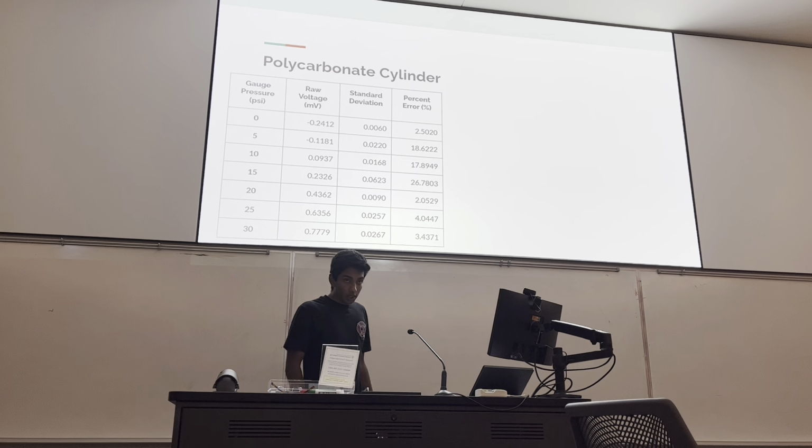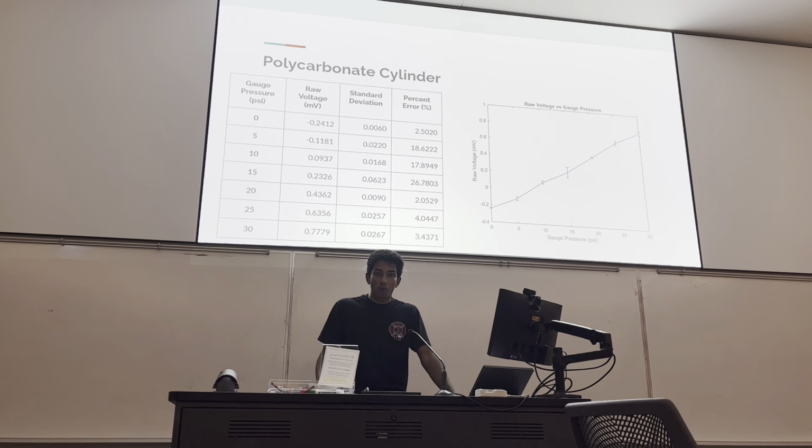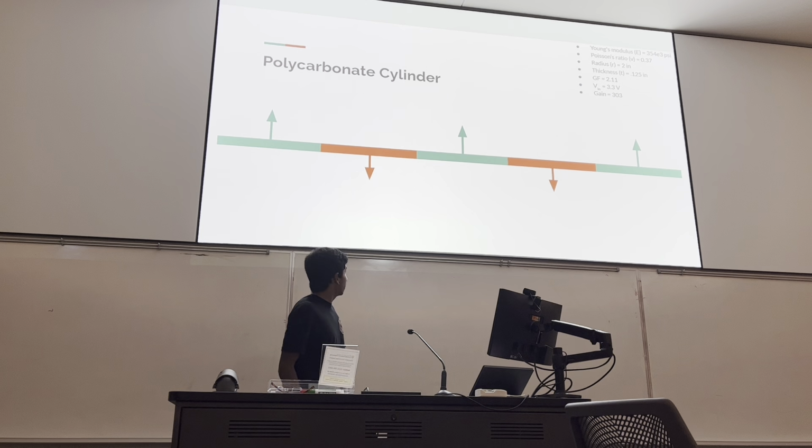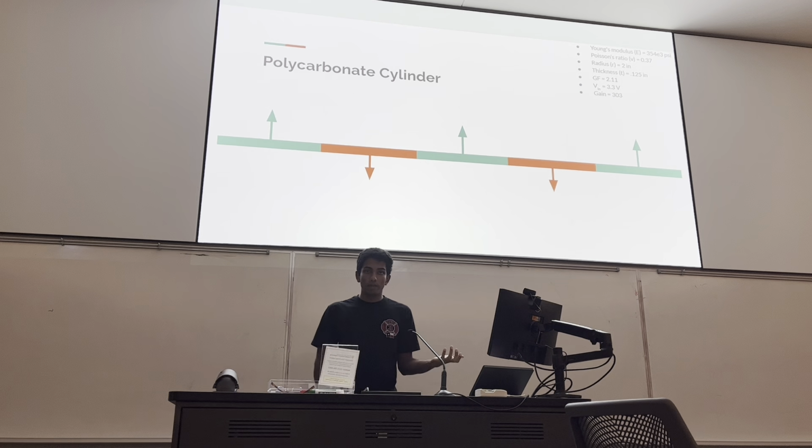So presented here is a table and a graph describing our raw voltage as a function of our pressure gauge pressures. So we have to take this raw voltage and find strain and pressure somehow. So here's how we do that. The first thing we have to do is balance our strain gauge. That involves balancing our Wheatstone bridge, and that involves finding a balanced voltage.